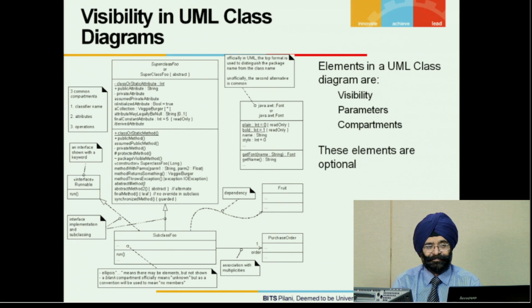You see a diagram out here which gives an indication of what a UML class diagram looks like. You have seen many of these diagrams, you may have read them, and you would notice that a UML class diagram shows you visibility, shows you parameters, and it shows you compartments. Now, any of these elements are optional, they are not necessary. Visibility for one is definitely optional.